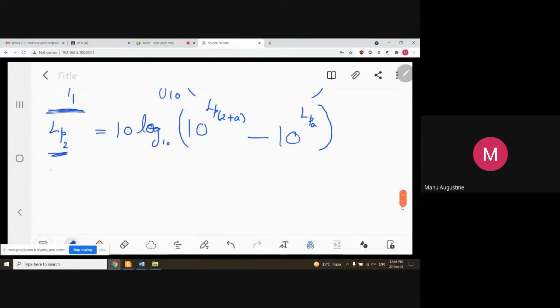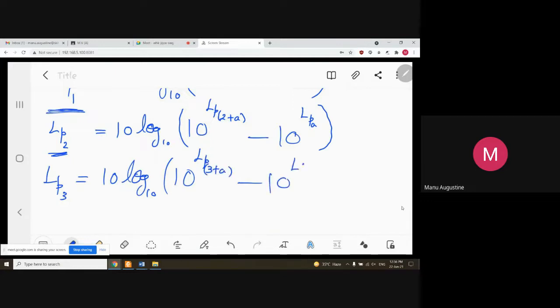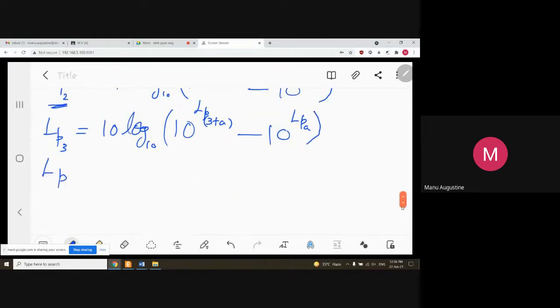Similarly, proceeding on, LP3 can be extracted as 10 log 10, 10 to power LP3 plus ambient minus 10 to power LP of ambient. And LP4 can be extracted as 10 log 10, 10 to power LP4 plus ambient minus 10 to power LP of ambient.